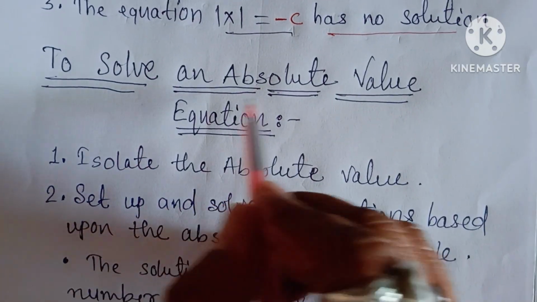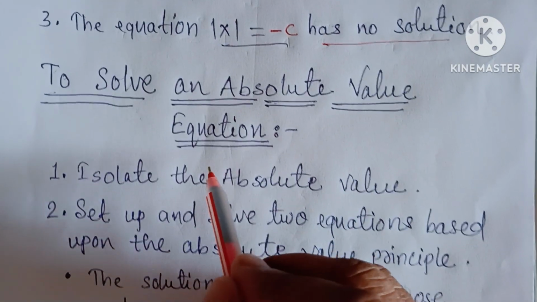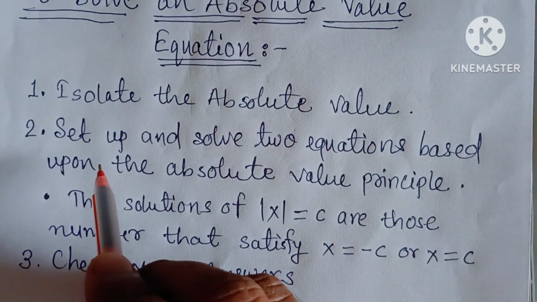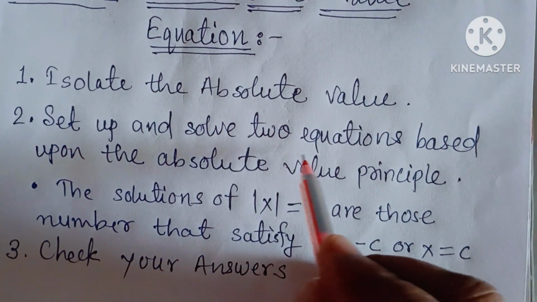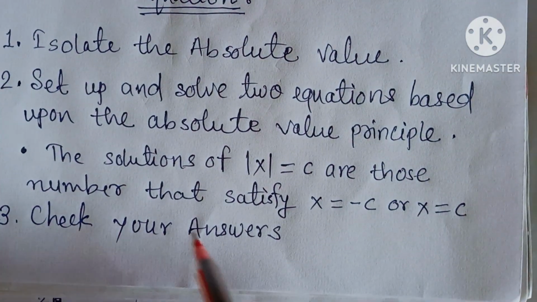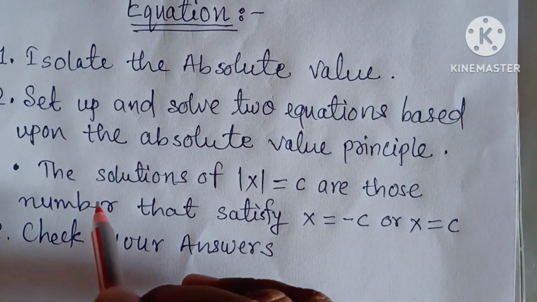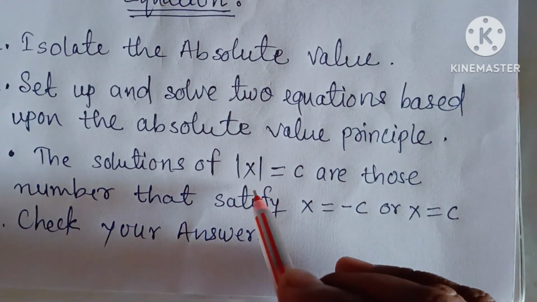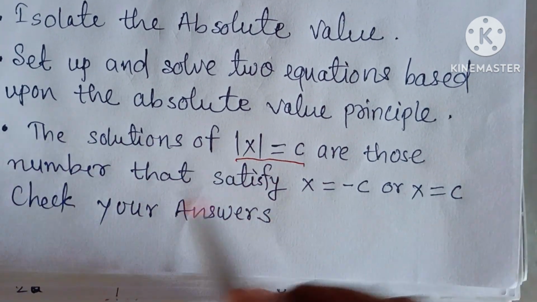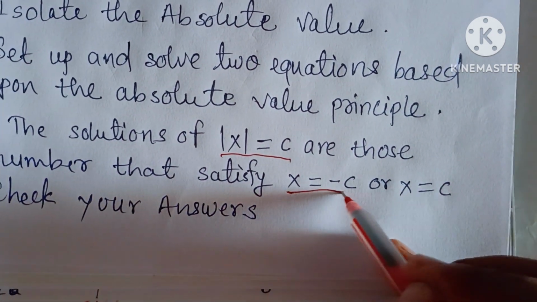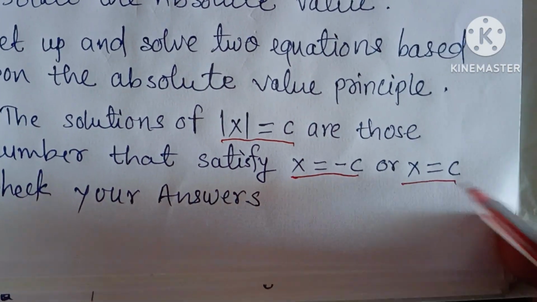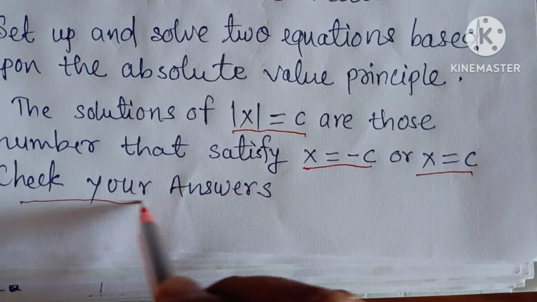To solve an absolute value equation, isolate the absolute value, then set up and solve two equations based upon the absolute value principle. The solutions of the absolute value of x is equal to c are those numbers that satisfy x is equal to -c and x is equal to c. Now check your answers.